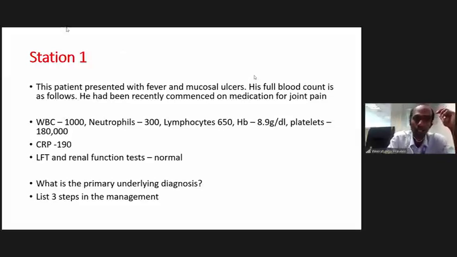So read this and try to answer. Just think of the answer that you will write if you got this for the exam. Okay, just glance through that. I'll show you the pictures also, right? So basically, there is a patient who's developed fever and mucosal ulcers, and he has been recently started on some medication for joint pain, right? And this is the clinical picture of the patient for you to make a diagnosis.